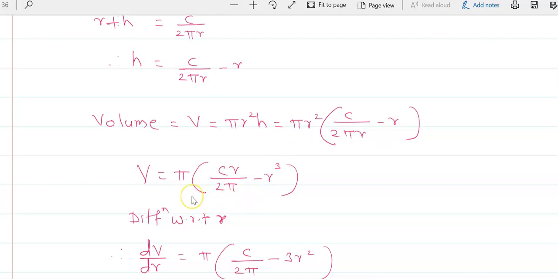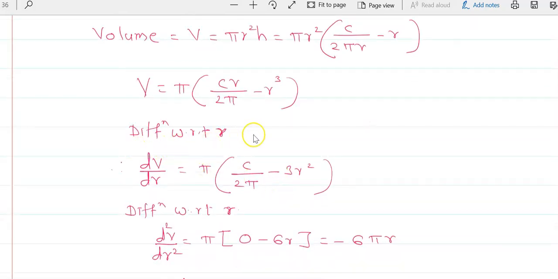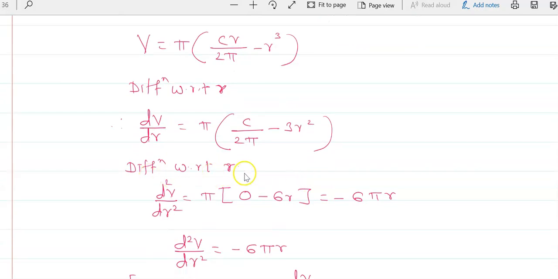In the calculation, v is equal to r squared in bracket c upon 2 pi r minus r. The c r squared upon 2 pi r gets cancelled, giving c r upon 2 pi minus r cubed. That is, v is equal to pi in bracket c r upon 2 pi minus r cubed. Therefore, differentiate this with respect to r. Therefore dv upon dr is equal to pi in bracket, the derivative of r is 1, c upon 2 pi minus 3r squared.